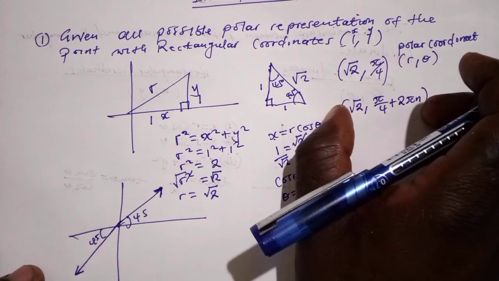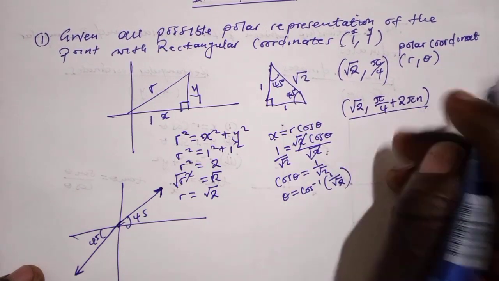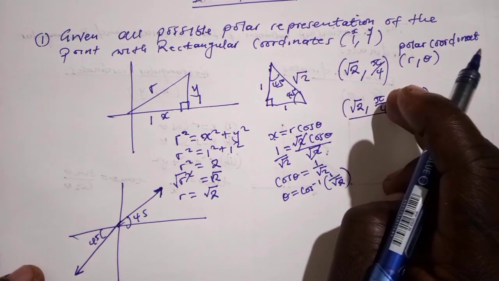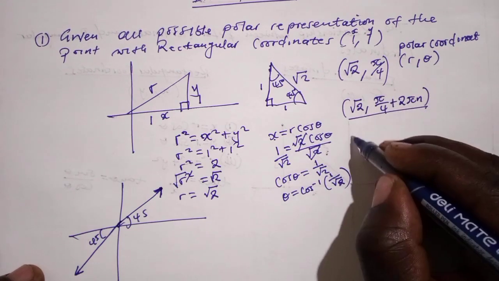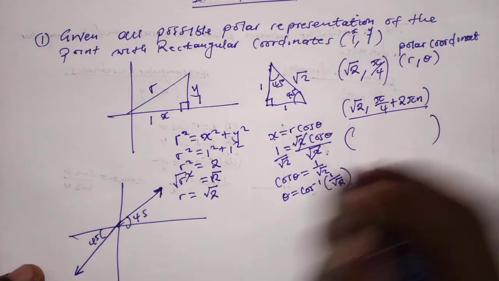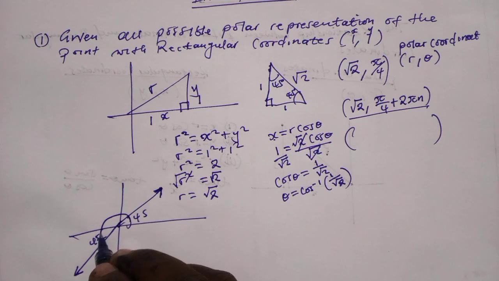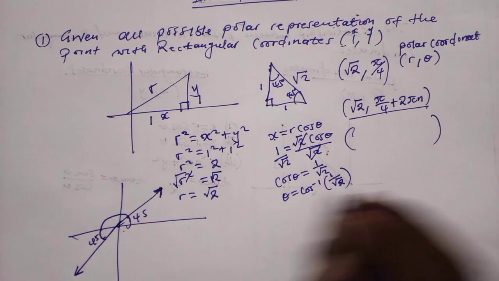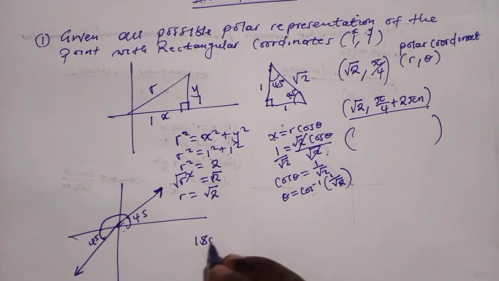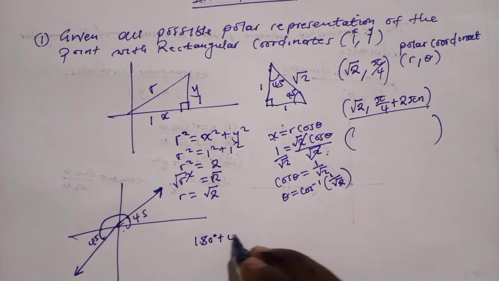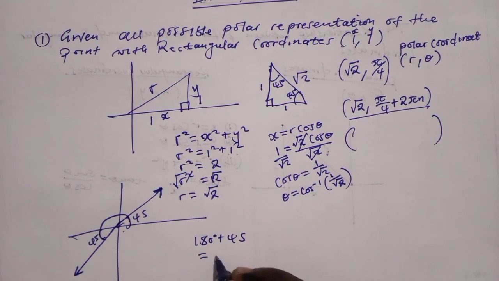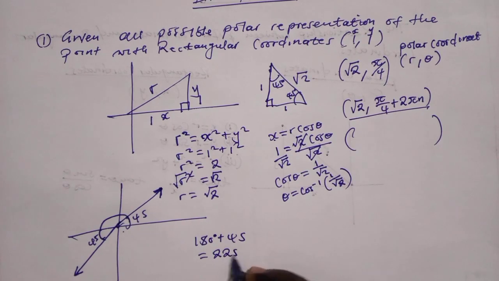So let's find the other coordinates. These are other possible values. Let's find the other values here. If you can see from this quadrant, we have 45. So we are moving from here up to here. So it is going to be 180 degree plus 45, which equals 225.